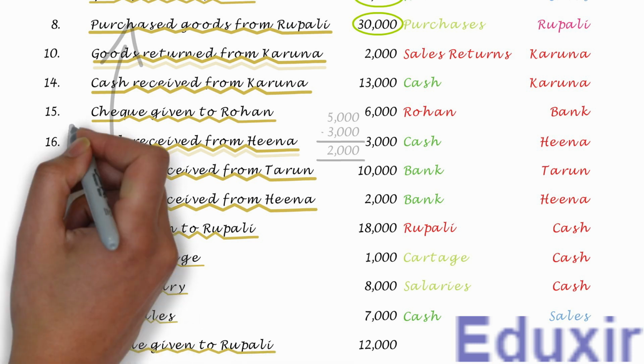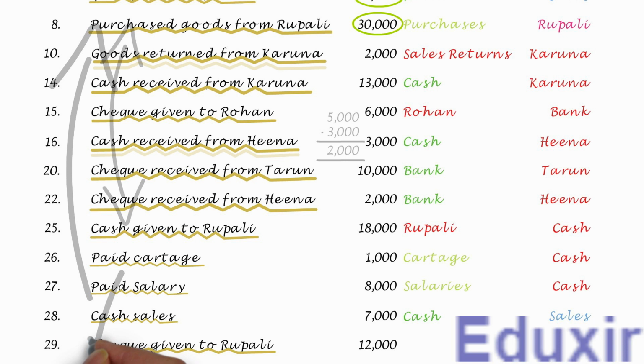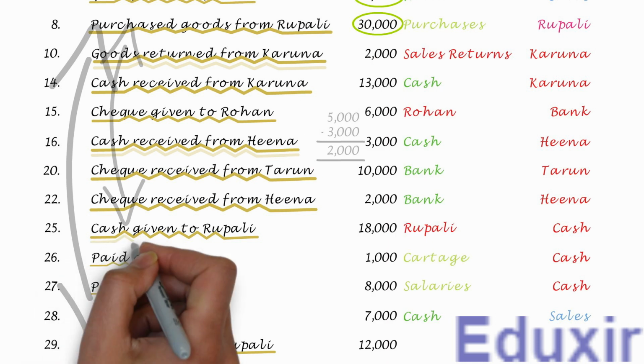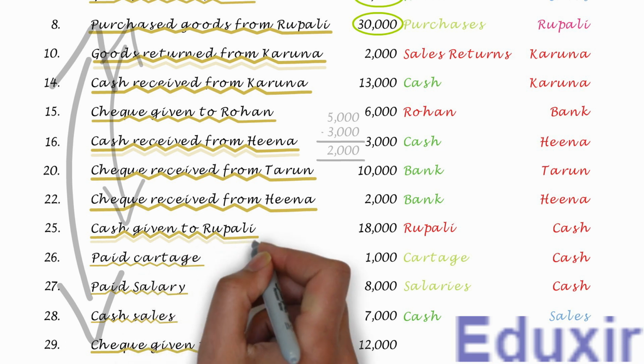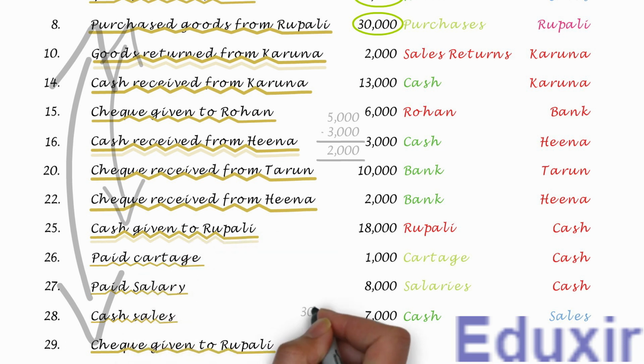Note that this transaction is related to the transaction done on 8th January, wherein the business has purchased goods worth 30,000 rupees from Rupali. Also note that in the transaction done on 25th January, the business has paid a cash of 18,000 rupees to Rupali. From 30,000 rupees, if we subtract 18,000 rupees, the business still has to pay 12,000 rupees to Rupali. The business is now paying all that amount. So there is no discount involved.